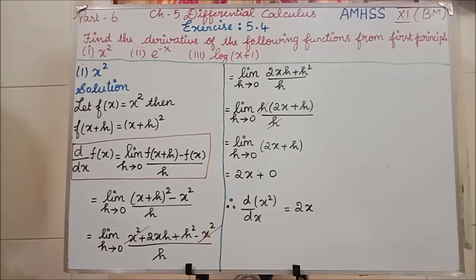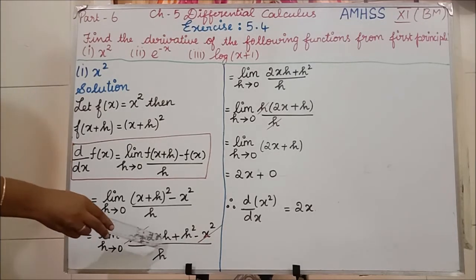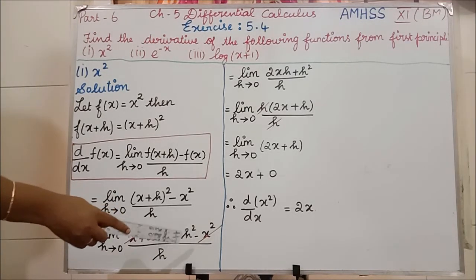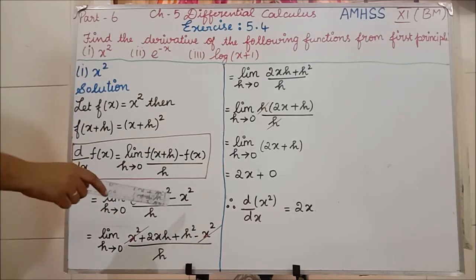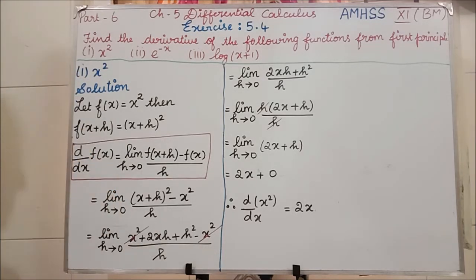Here limit h tends to 0, x plus h the whole square. What formula is it? A plus b the whole square formula. A plus b the whole square formula is what? a square plus 2ab plus b square. So in that formula we are expressing now. See, this is our x square plus 2xh plus h square. Then minus x square we are writing, minus x square. Clear? Divided by h.